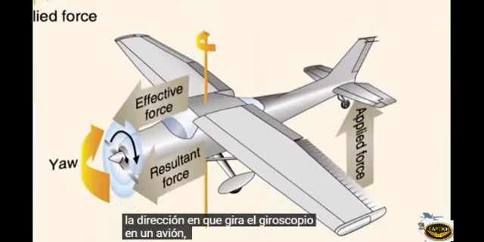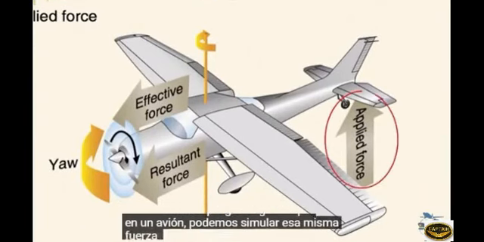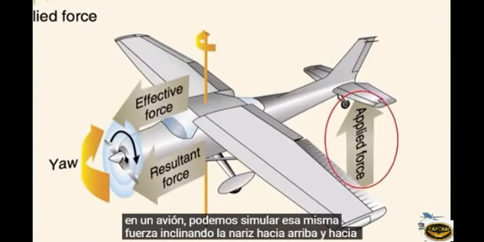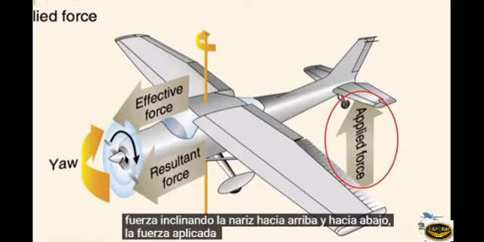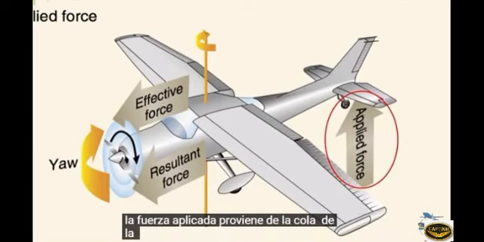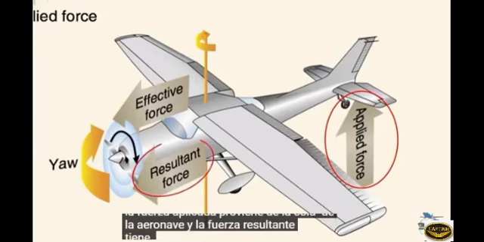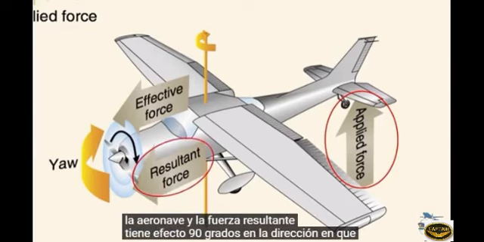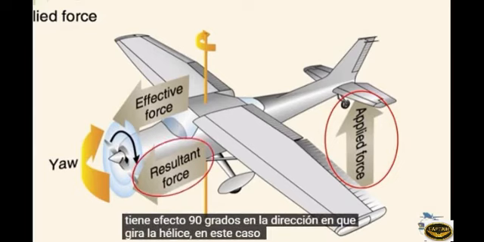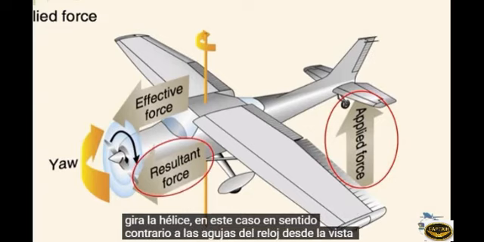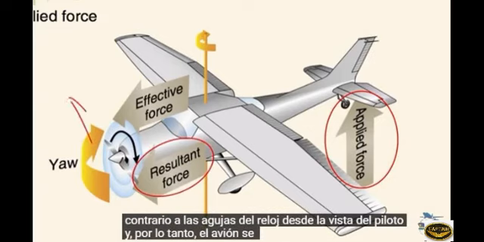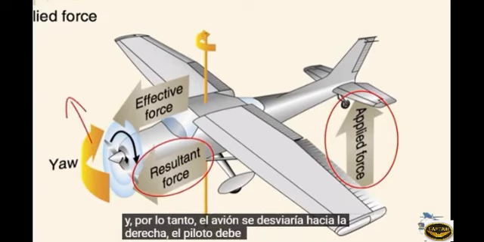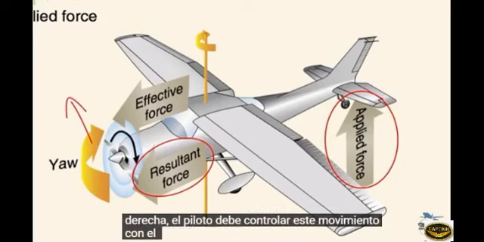In an aircraft, we can simulate that same force by pitching the nose up and down. The applied force is from the tail of the aircraft, and the resulting force takes effect 90 degrees in the direction the propeller is spinning, in this case counterclockwise from the pilot's view, and therefore the plane would yaw to the right. The pilot must control this motion with proper use of the elevator and the rudder.